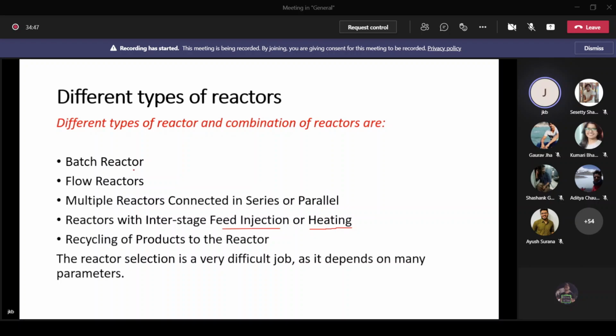So two questions will arise: what should be the purity of the product, or the required purity? Then what is the capacity of the plant? In this way many questions will arise. So either you will go for using a batch reactor or a flow reactor, you should take the decision first, then you go for the design.